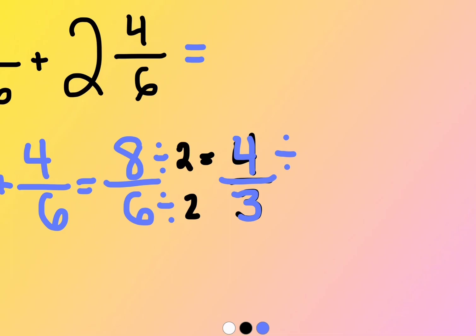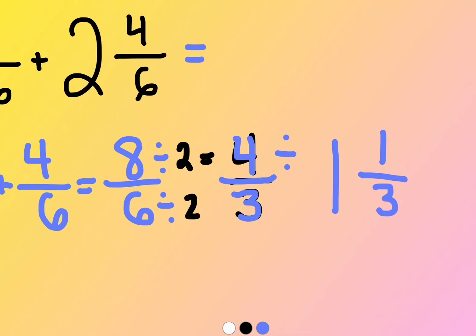3 times 1 is 3. 3 times 2 is 6. That's too big. So it goes in there 1 time. Keep my denominator. And 1 times 3 is 3. 4 minus 3 is 1. So I have 1 1/3 as my answer.